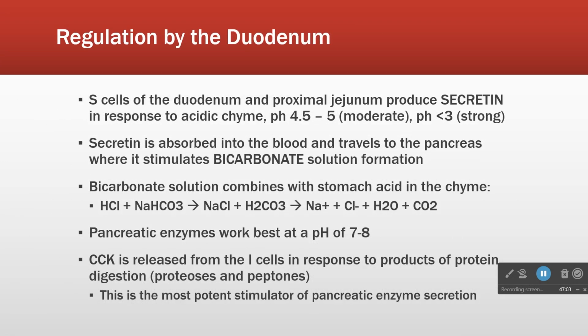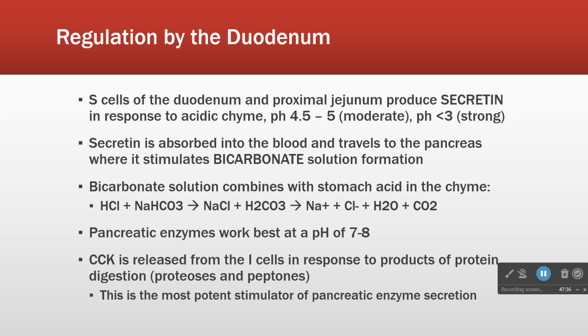You've heard me talk a lot about the duodenum, and I've told you before that it's kind of the control center for the digestion and secretion aspects of the gut. So let's do some details. S cells are present in the duodenum and the proximal jejunum. They produce secretin. The trigger is a low pH. And the response: the secretin is absorbed, goes to the pancreas, and triggers additional bicarbonate formation.